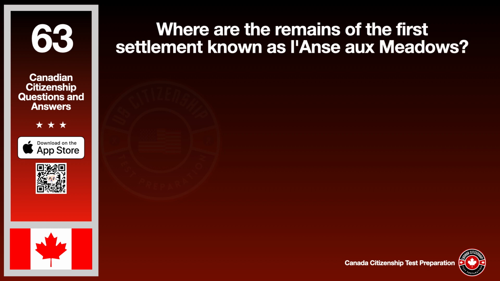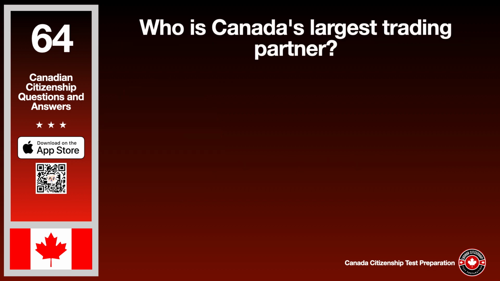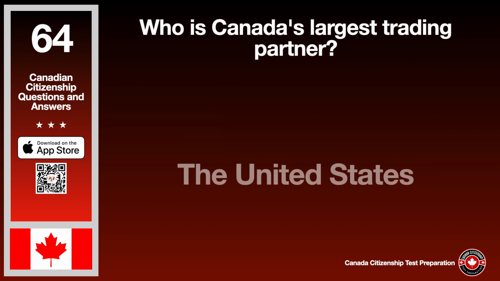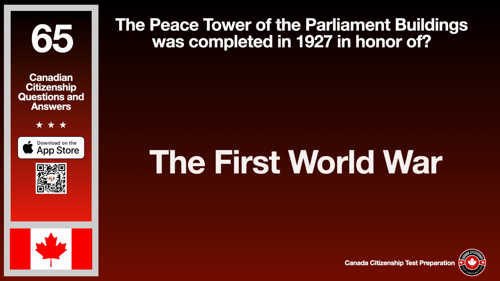Where are the remains of the first settlement known as L'Anse aux Meadows? The answer is Newfoundland and Labrador. Who is Canada's largest trading partner? The answer is the United States. The Peace Tower of the Parliament buildings was completed in 1927 in honor of? The answer is the First World War.